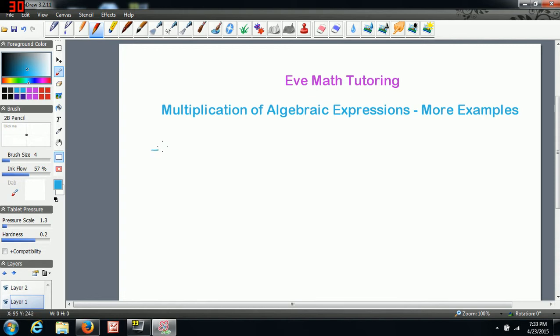So if you're multiplying, say, the following. Over here, you just multiply the numbers first. So negative 5 times negative 2 is going to be 10. And then a times a squared is going to be a cubed. And then b times b cubed is going to be b to the 4.